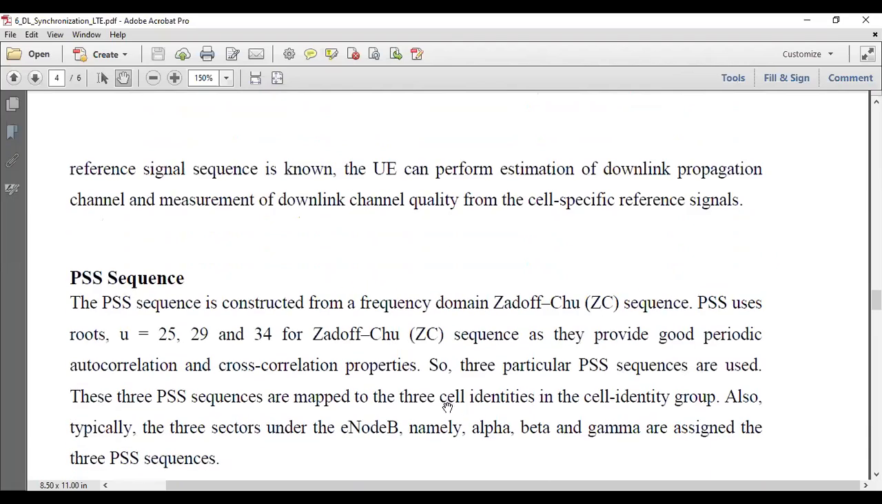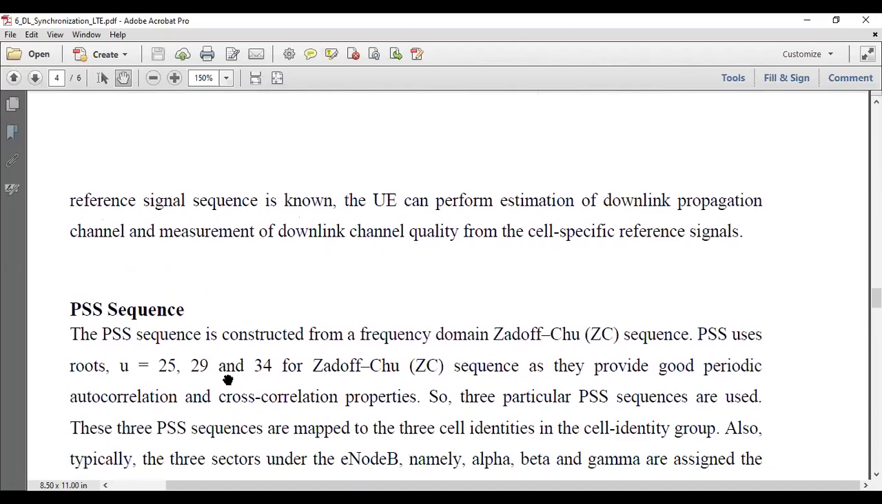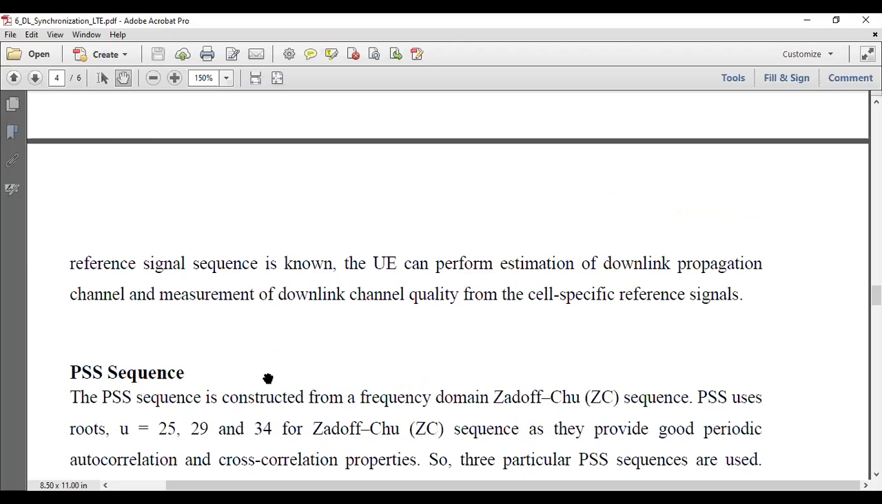So when you get a correlation peak, first of all you have found which one among these is present. If it is 29, let's assume we tag them as alpha, beta, and gamma cells. So if you get the correlation peak with 29, it's a beta cell. If it is 34, it's a gamma cell. So you have found whether it is alpha, beta, or gamma. That part you have done.